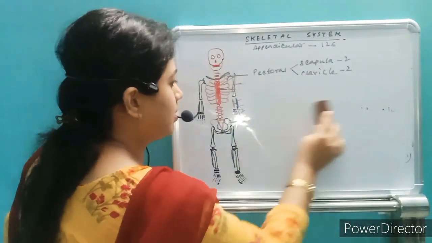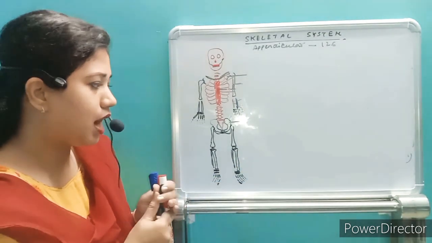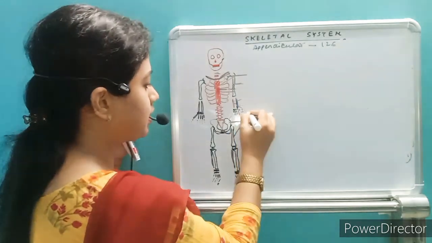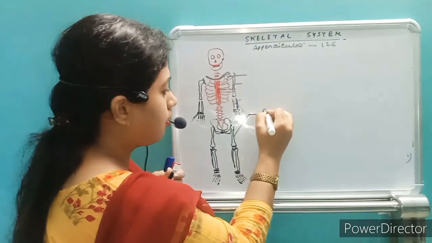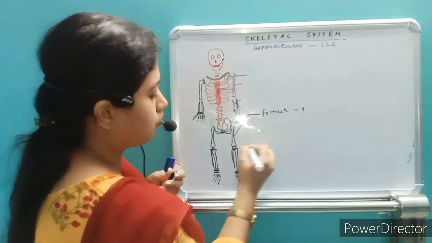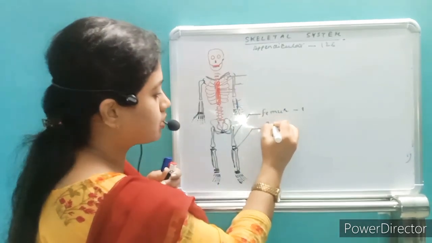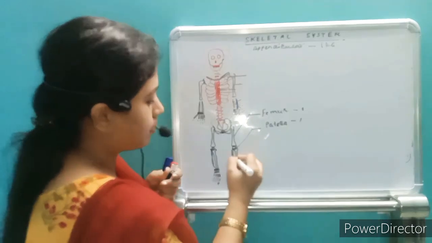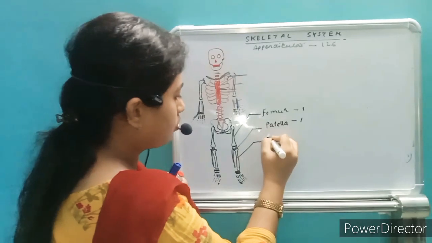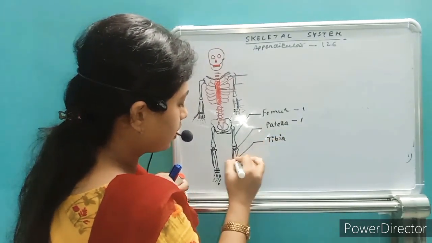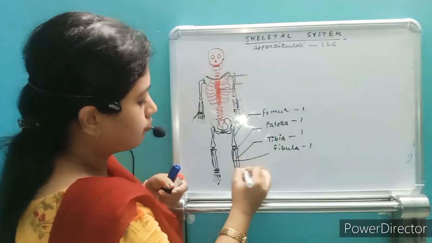What is this? Next part, just see, this is our hind limbs. In the hind limbs, how many bones do we have? Once again it is 30. How can it be 30? First of all, this is the femur, only one. On the knee we have one bone called the patella, a single patella. Then we have two bones, called the tibia on the front side, and on the back side the fibula. There is one tibia and one fibula.